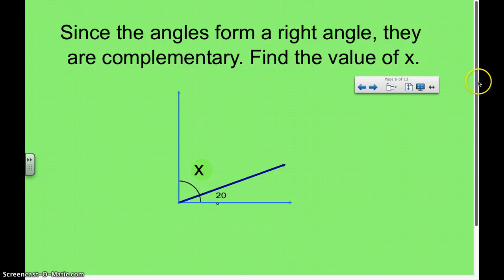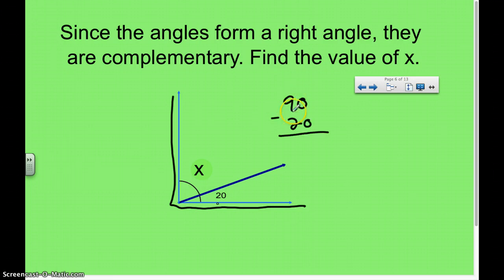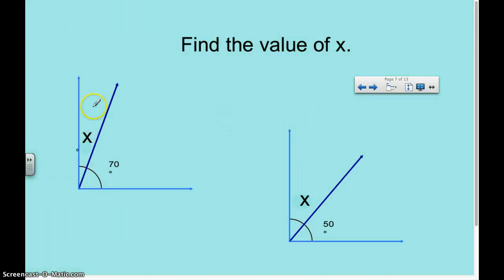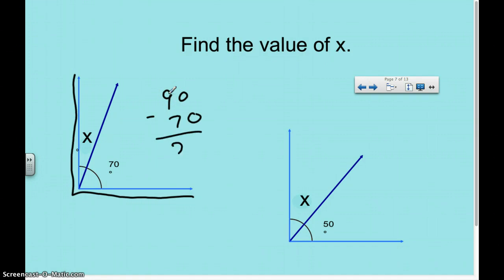Since these angles, I can see this is a right angle, so I know that it's going to be 90. I'm going to take 90 minus the 20 that's already in there, and that's going to give me 70 degrees. I know that these are right angles again, so I'm going to take 90 minus 70, and that's going to give me 20 degrees. So x is going to be 20 degrees.